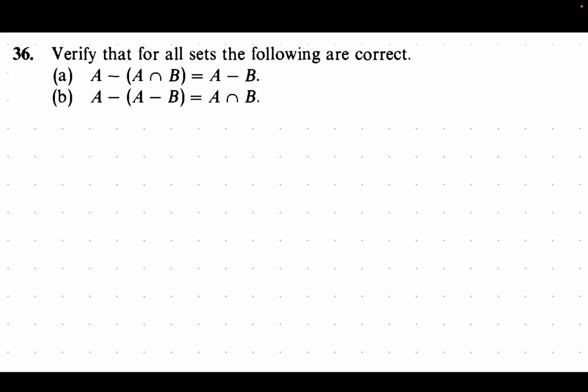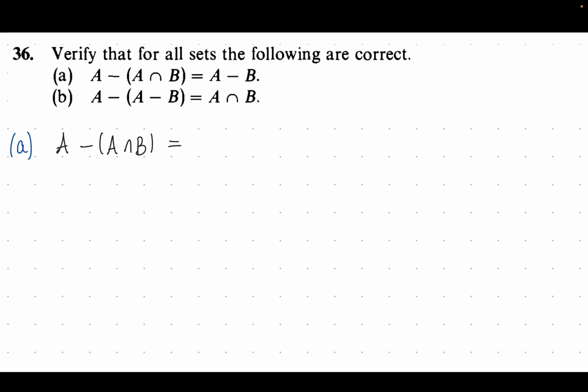Chapter 2, Exercise 36. Verify that for all sets, the following are correct. A minus A intersect B is equal to A minus B, and A minus A minus B is equal to A intersect B. Right, so let's get started. For this first one, we're going to use De Morgan's laws to push in this negation.